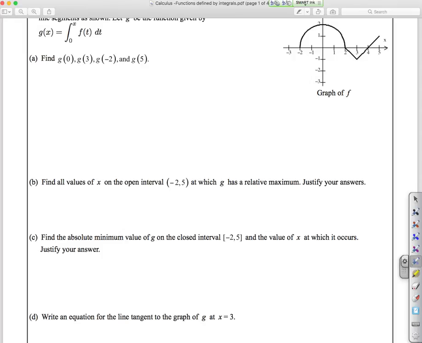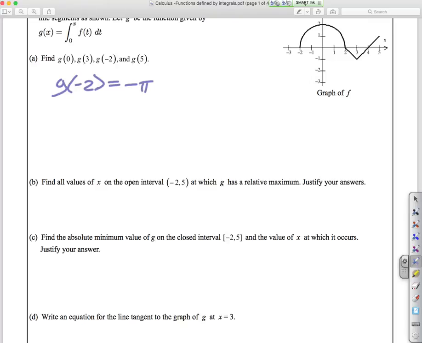If you do what we did earlier and show that G prime is equal to f, then you can use G prime, but I would stay away from that if at all possible, just to be safe. Alright, part C, absolute minimum value of G on the closed interval from -2 to 5 and the value of x at which it occurs. So absolute minimum, how do we find absolute extrema? Or where do we look? Endpoints and critical points. So what are my endpoints in this case? -2 and 5. I've already figured those up. G of -2 was what?